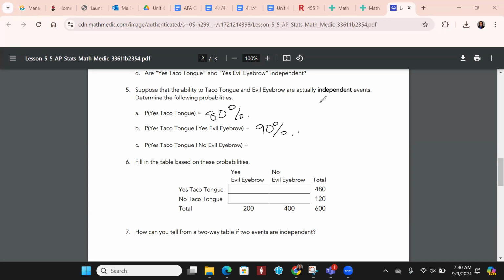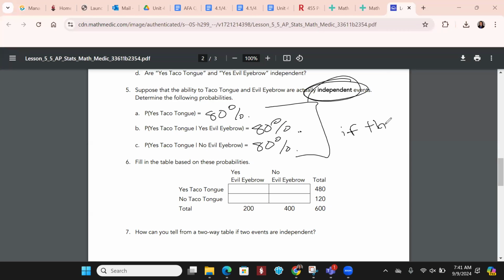But if they were independent, pause. If they were independent, what should that mean? Right. So then we should get 80% here. We should get 80% here. If they are independent, these all would be the same. Okay. So if they are independent, all are the same.